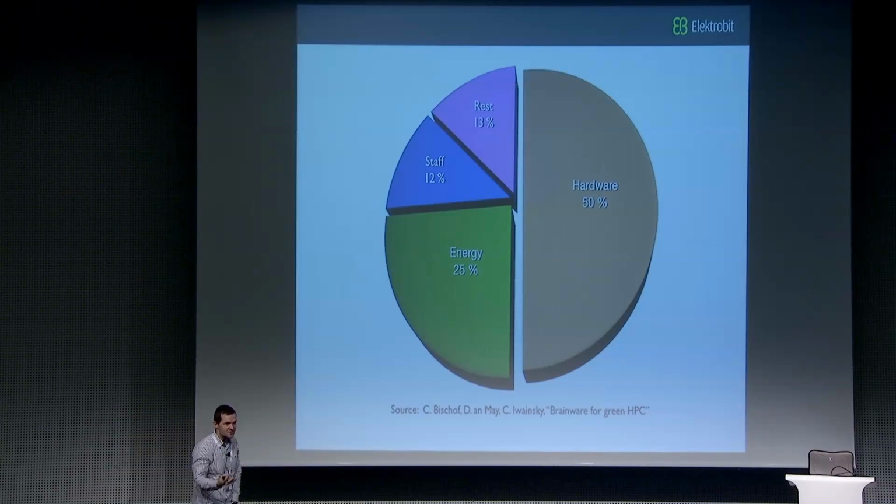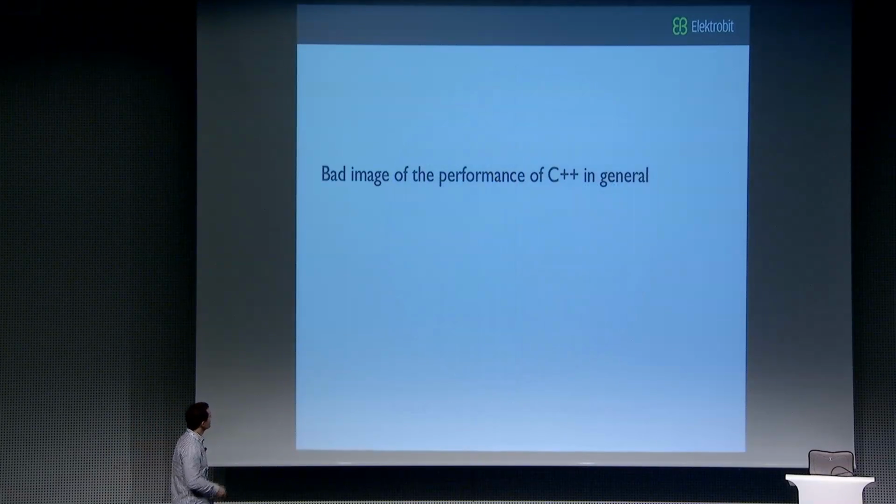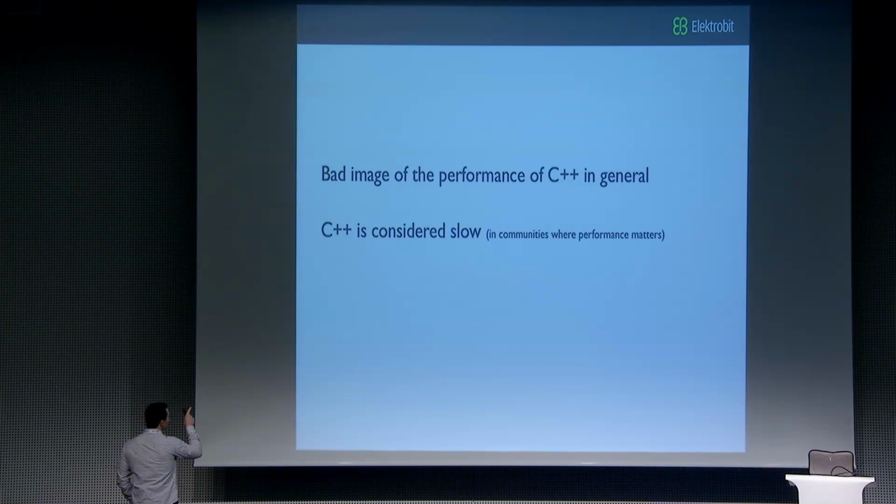And of course, you can use this money to hire more staff, which then again improves the performance, which again saves money. You can hire more people. And so for them, performance is truly important. It's their number one metric, and for good reasons. So in general, unfortunately, I always get the feeling that C++ has a very bad image in terms of performance, because we are not yet using it as it should be used. And it's even considered slow in some communities.